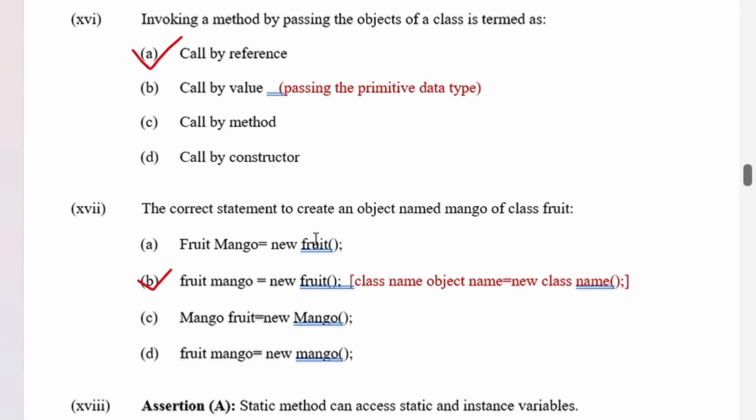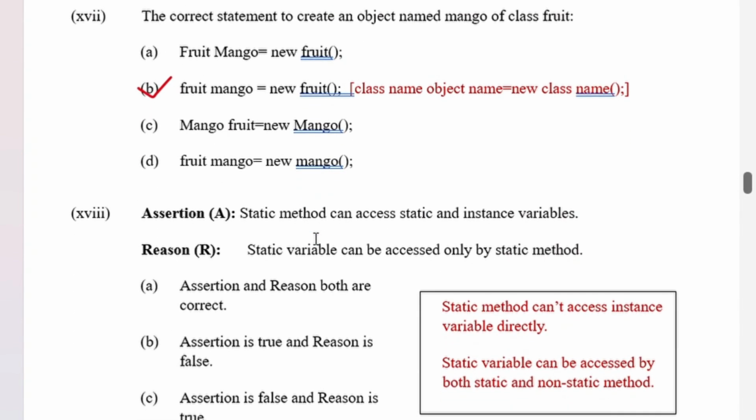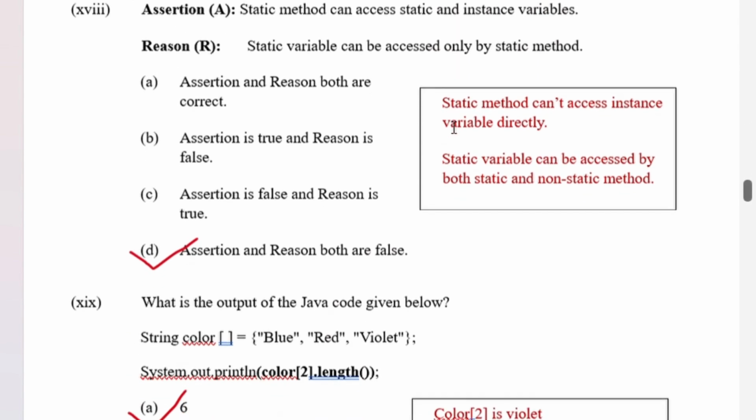Next question: the correct statement to create an object named mango of class Fruit. The syntax is class name, object name equal to new class name. Here the object name is mango and the class name is Fruit. So class name, object name equal to new, then class name, brackets, semicolon. This is the correct syntax to create an object.